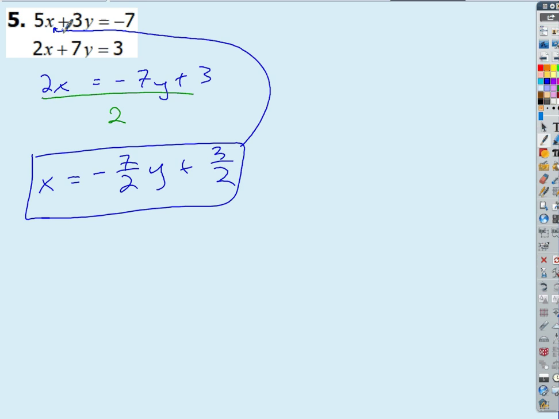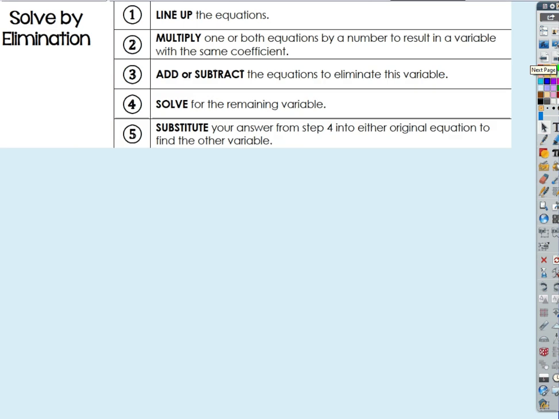So we're going to do something different. We're going to move on to Plan B. Plan B is another technique for solving a linear system called elimination. And this makes things a lot easier. So on your handout, you got this. Everyone should have this handout, right? Solved by elimination.